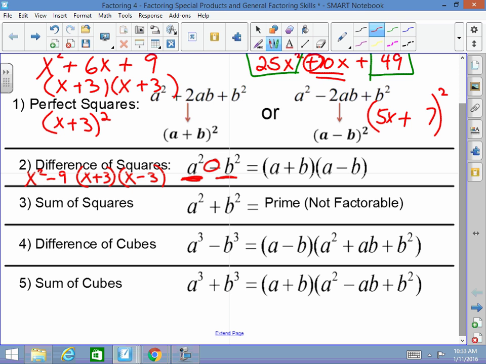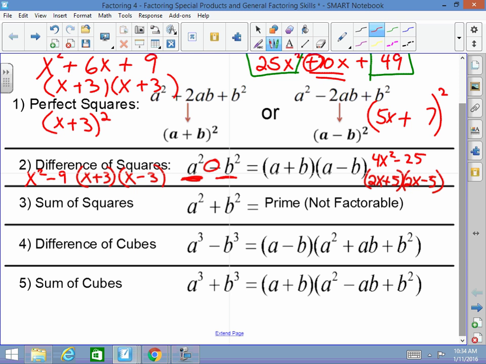Let's say I give you 4x squared minus 25. Square root of the first term plus square root of the second term times square root of the first term minus square root of the second term. That's a difference of squares. There you have, unfortunately, no choice. You have to memorize that formula.